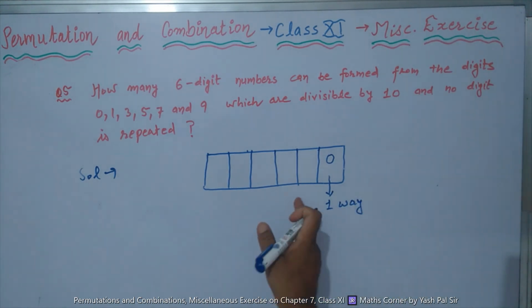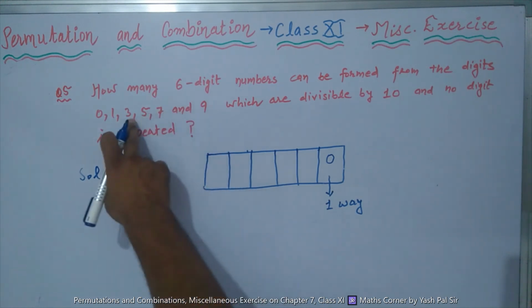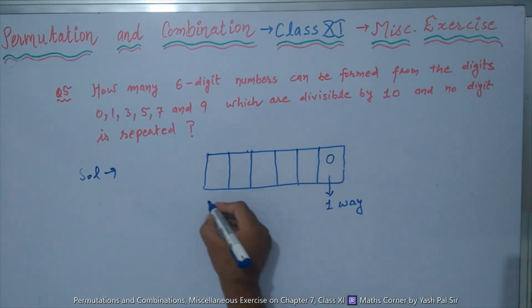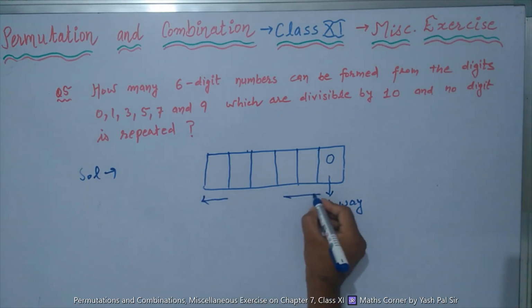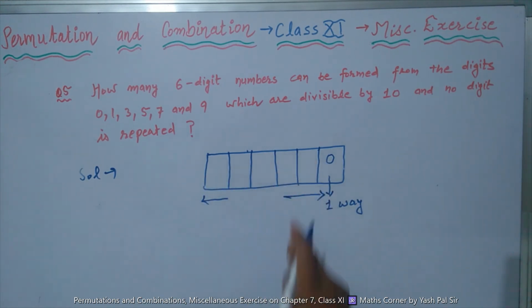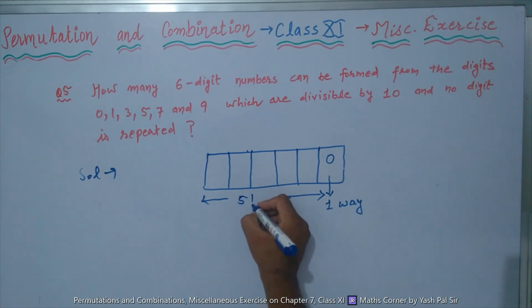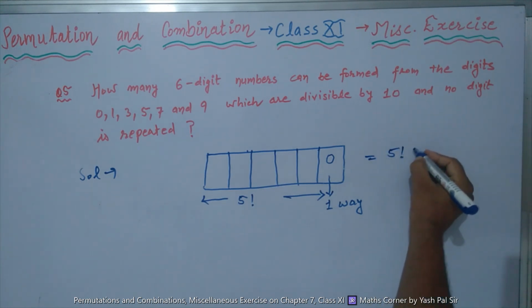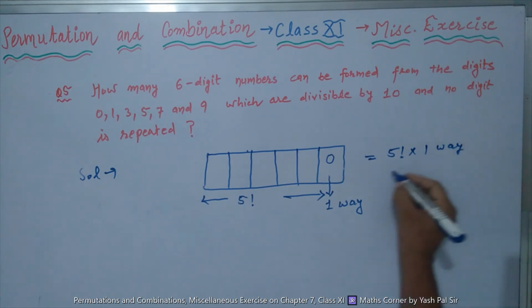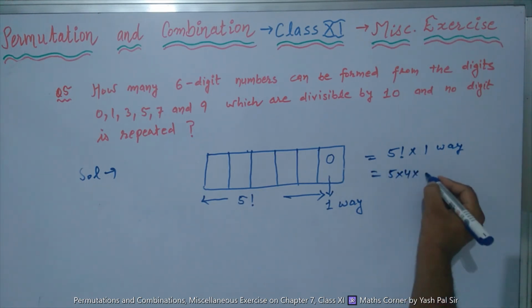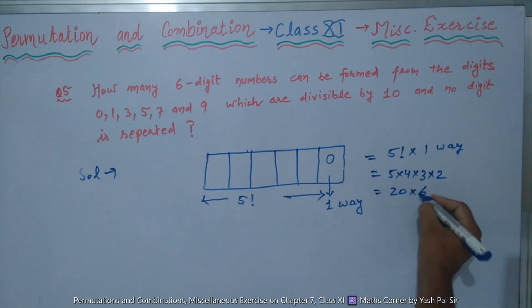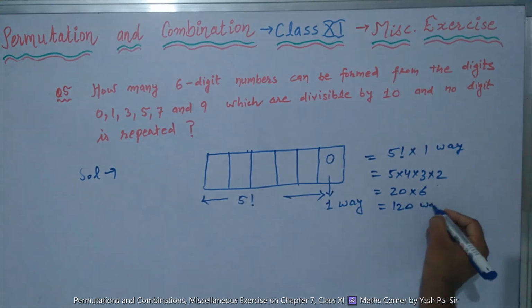Now next, out of 6 digits we are left with 5 digits. So the remaining 5 places are to be filled with 5 digits. So what can we say here? 5 factorial ways. So finally the number of ways will be 5 factorial into 1 way, that is equal to 5 into 4 into 3 into 2 into 1. 5 into 4 is 20, 3 into 2 is 6, equal to 120 ways.